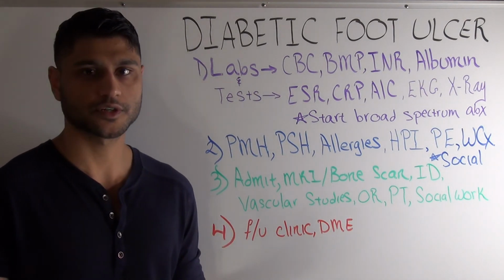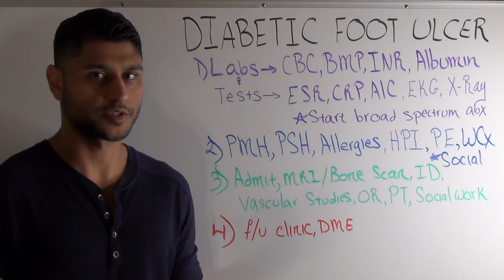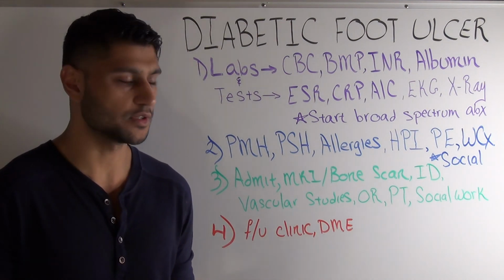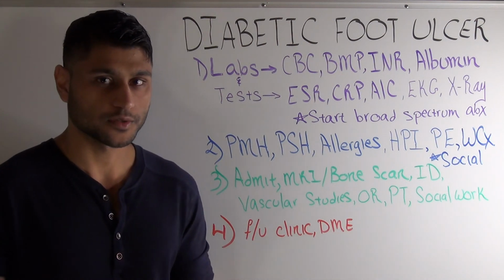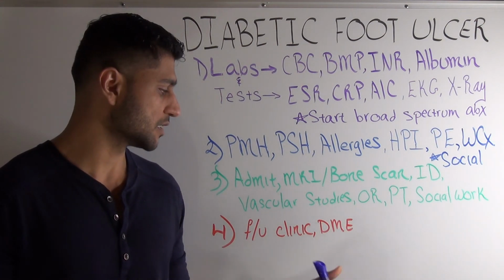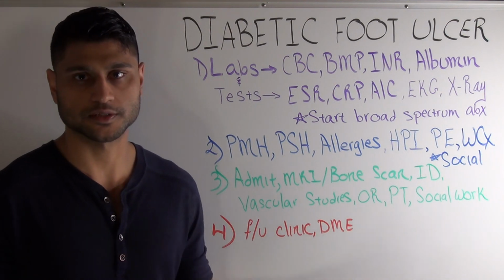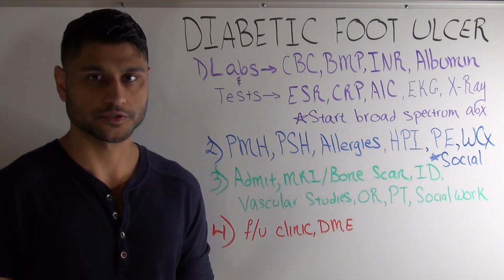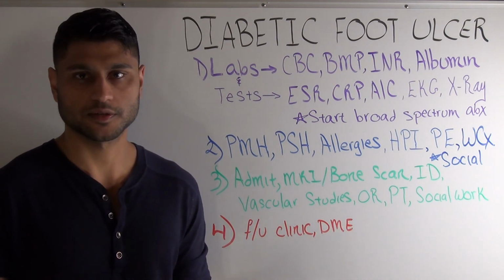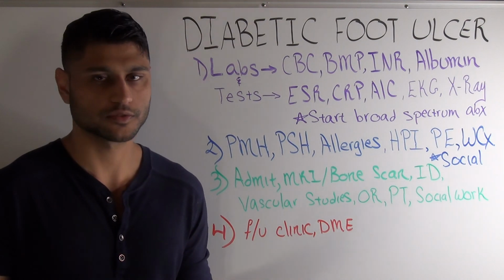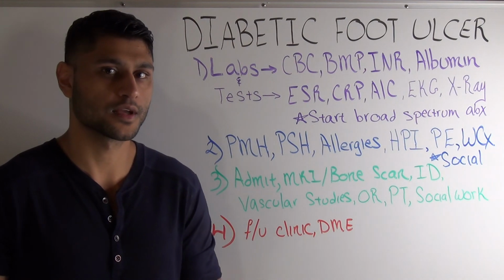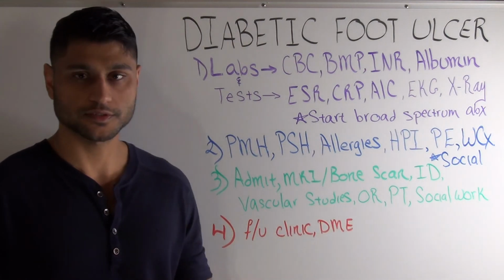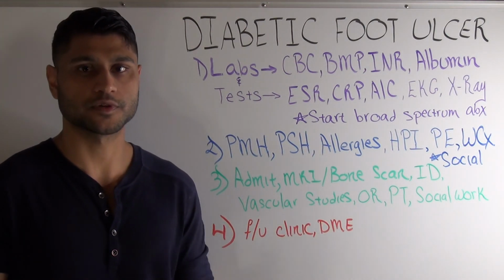Finally, the patient gets discharged, is sent home, or a nursing home, wherever, SAR facility. The patient will follow up in clinic. And one thing that we do for all of our patients is get them some type of DME product. Whether that's offloading shoes, diabetic shoes, get them a wedge, offloading wedges, whatever you need to offload the area to prevent a reulceration. So that's the basics of your interview for a diabetic foot ulcer.